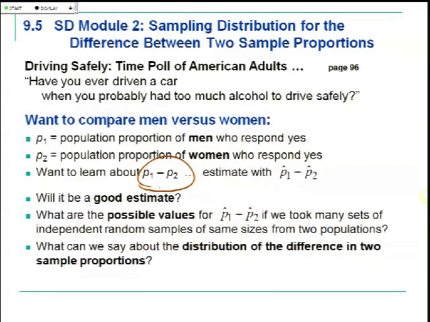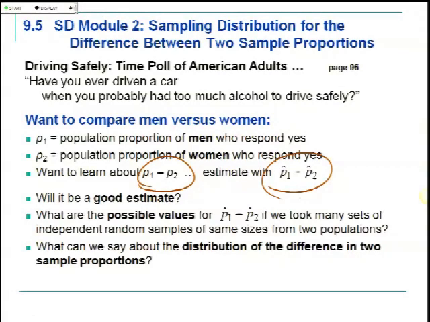I'll take the data from my survey, split it up into the two sets of data for men versus women, and look at those two sample rates. Two p hats. So will my difference in my sample rates be a good estimate of that true difference? What kind of values could I get for this difference in my sample rates? Would they tend to be right around the true difference? How much variability would there be around that? I'm again asking now for a second sampling distribution result.